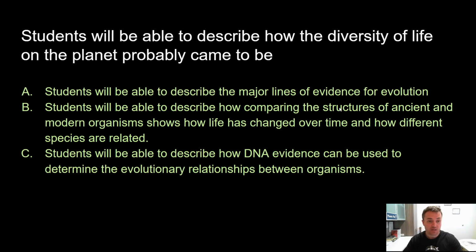So by the end, students hopefully will be able to describe how the diversity of life on the planet probably came to be. Some of the ways that we'll be able to do this is students should be able to describe major lines of evidence for evolution. Students should be able to describe how comparing different structures show how life changes over time. And then we should be able to explain as well how DNA evidence helps us to determine evolutionary relationships.